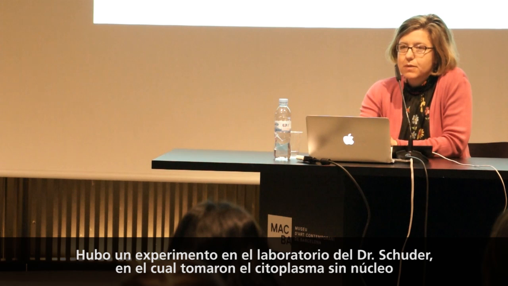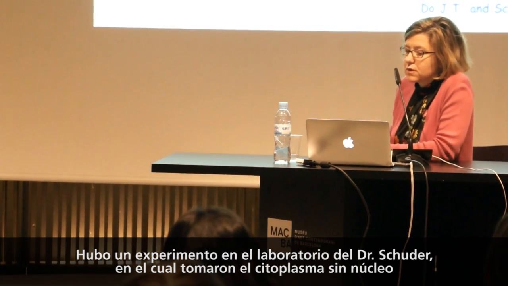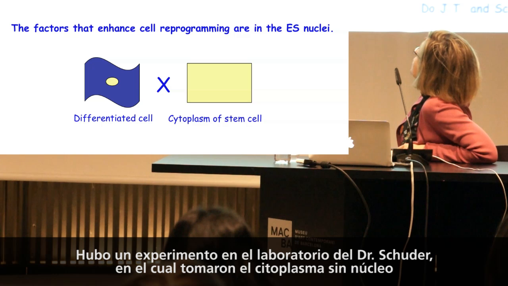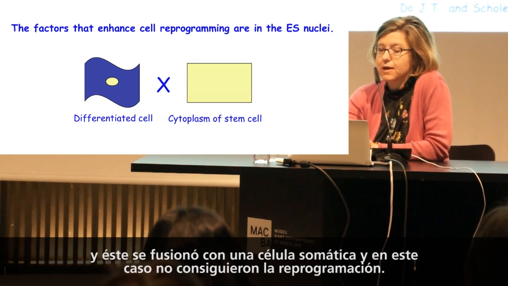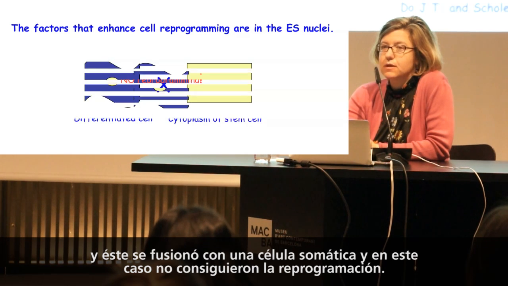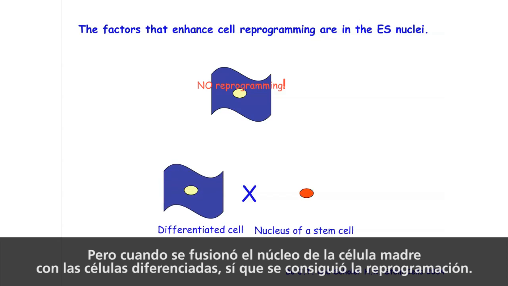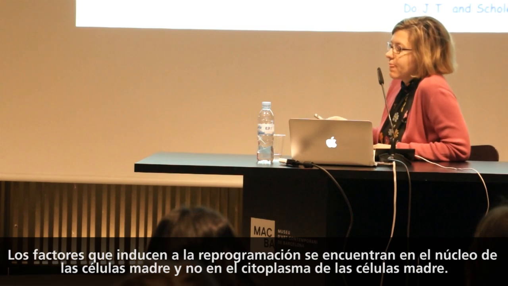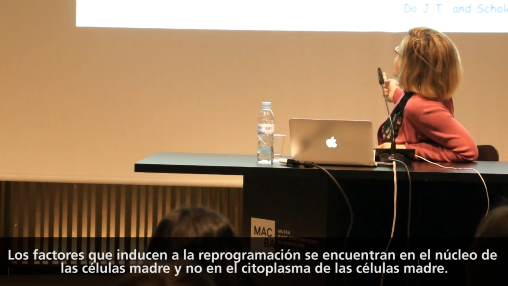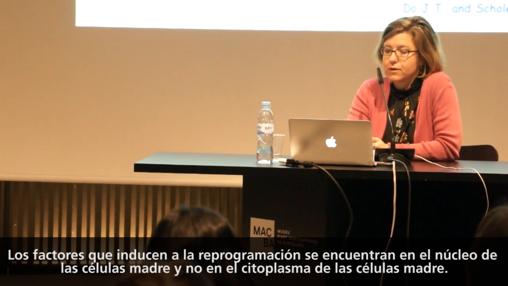There was an experiment in the lab of Dr. Schuller. They took the cytoplasm without the nucleus, and this was fused with a somatic cell, and in this case they did not get any reprogramming. In contrast, when they fused the nucleus of the stem cell with the differentiated cells, they got reprogramming. The factors that induce reprogramming are in the nucleus of the stem cells and not in the cytoplasm of the stem cell.